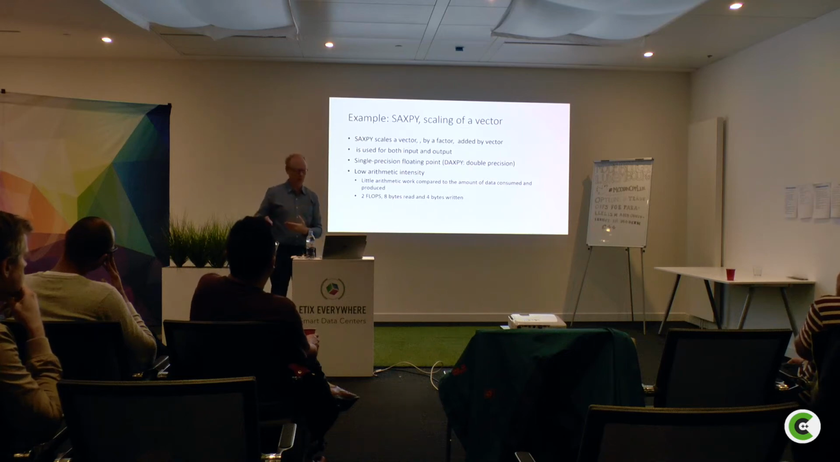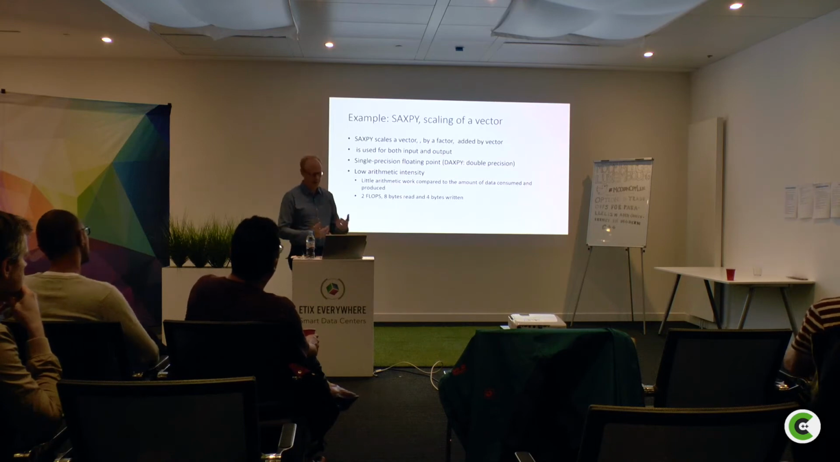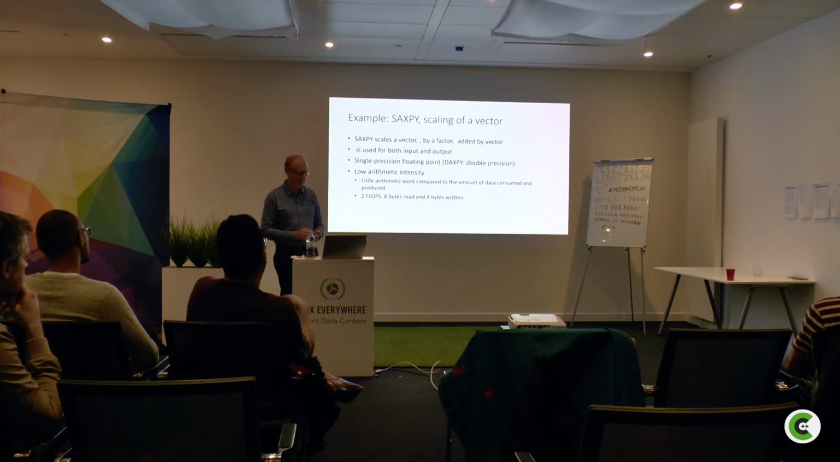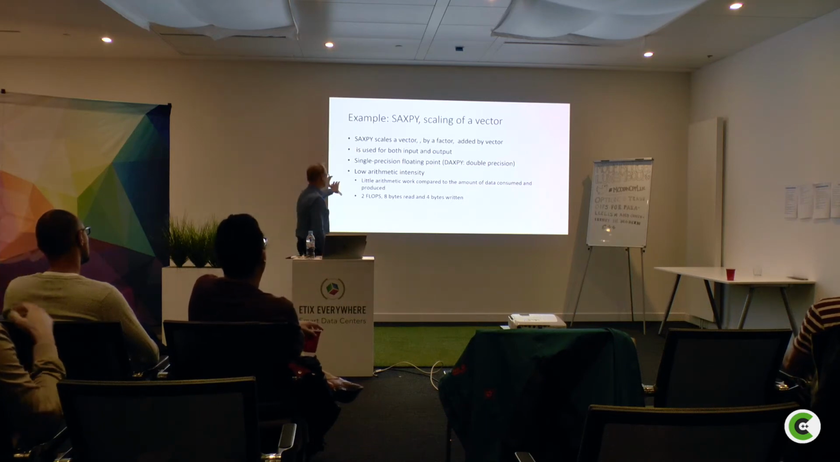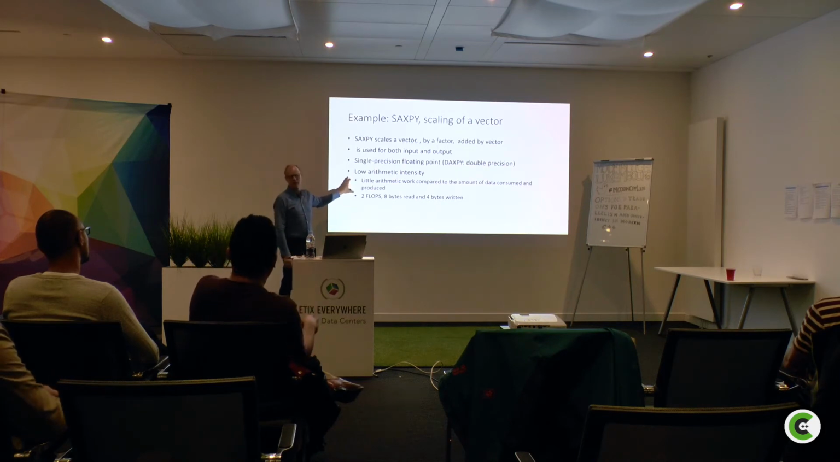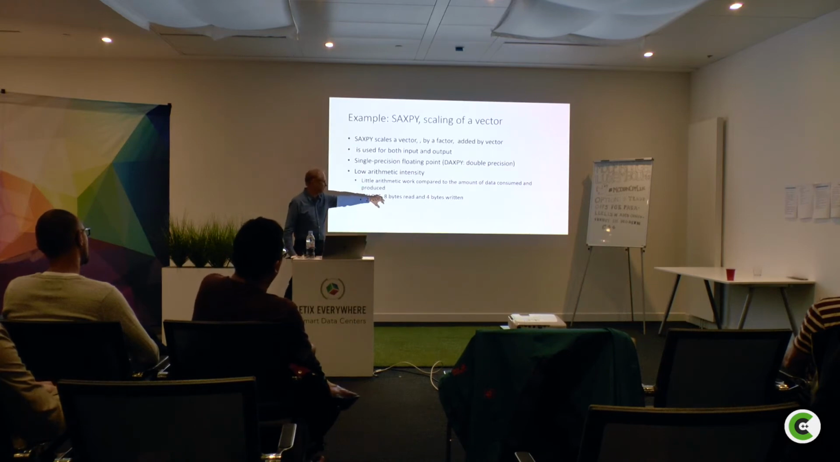It scales a vector by a factor, added to another vector. I will show the code soon, and this is a single precision floating point algorithm. DAXPY is used for double precision. To note here is that this code has very low arithmetic intensity, so it's not really the best in terms of scaling. Arithmetic intensity means that it has little arithmetic work compared to the amount of data consumed and produced. Only 2 floating point operations while you read 8 bytes and write 4 bytes. So keep that in mind when you see the numbers later on.